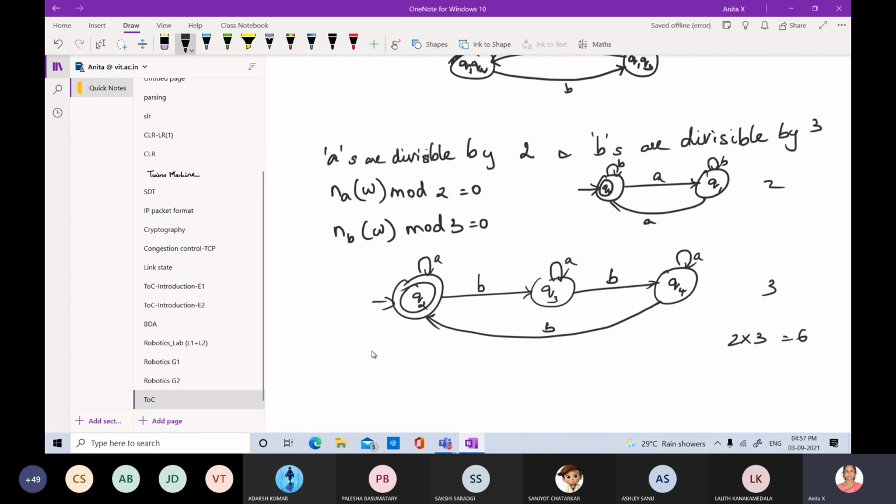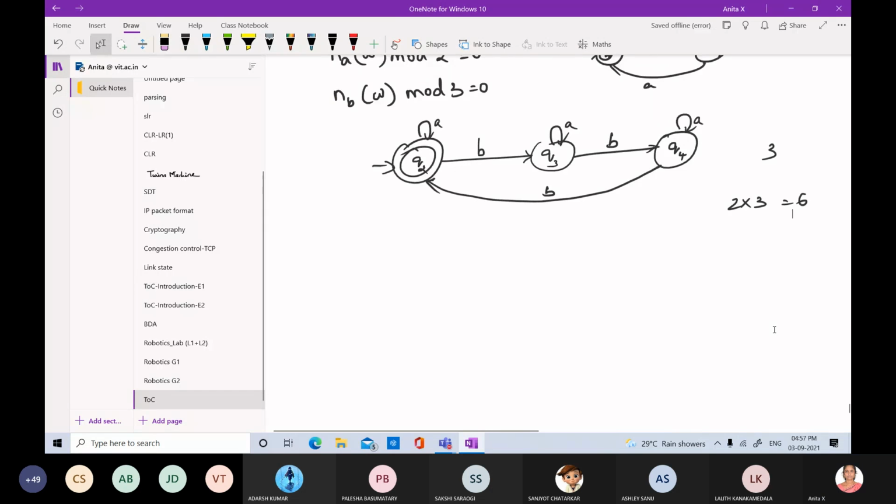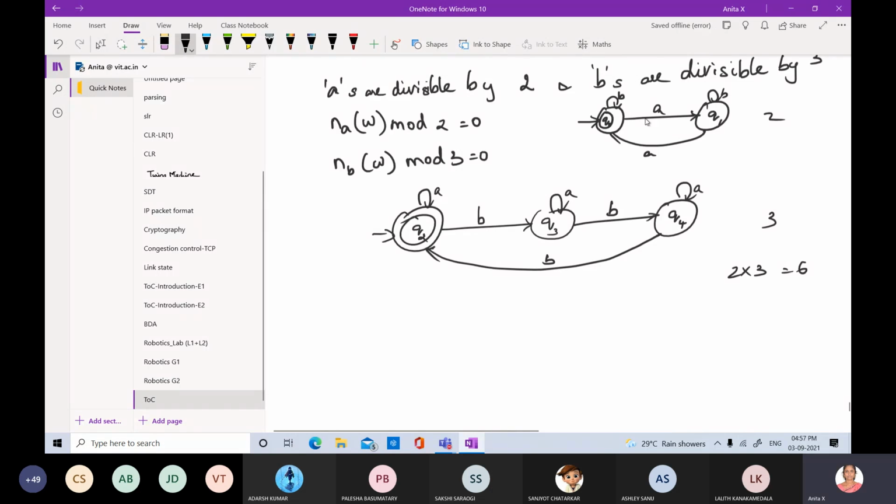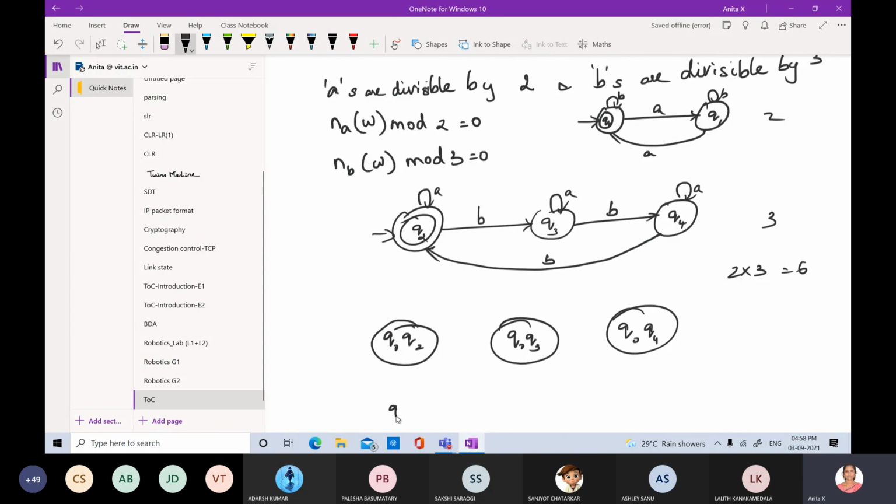So what are the states that will be there? It is nothing but Q0, Q2, then Q0, Q3, next Q0, Q4. Here Q1, Q2. Likewise, it goes on, right?